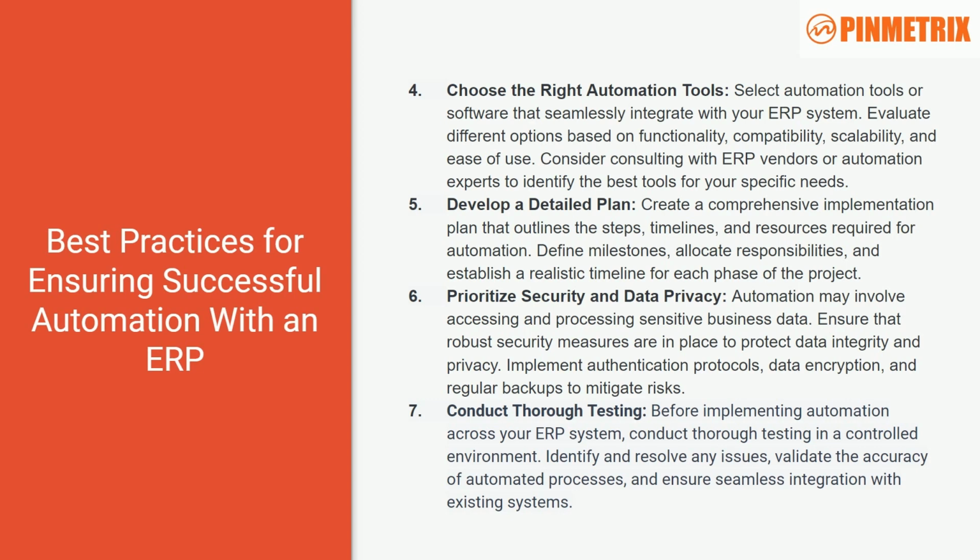Then also have regular backups to mitigate risk. Then conduct thorough testing. At every implementation that you do, make sure that you have done proper testing of what you expect the system to deliver to you. Before implementing automation across your ERP system, conduct thorough testing in a controlled environment. Identify and resolve any issues, validate the accuracy of automated processes, and ensure seamless integration with existing systems.